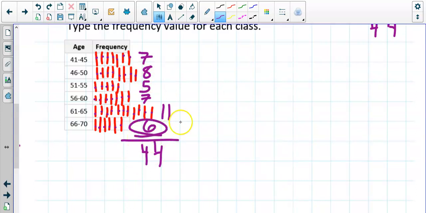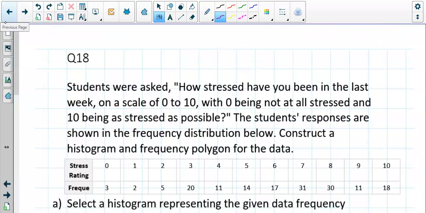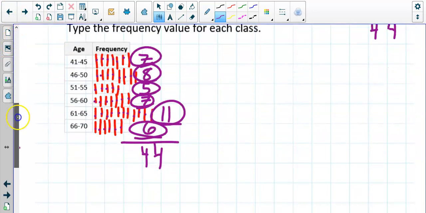But these are the numbers that are the important ones that will go into each one of those blanks. Do not put tallies in them. They want the numbers. Okay, moving on. See, it was that easy. And I don't think there was a follow-up question to that. Nope.